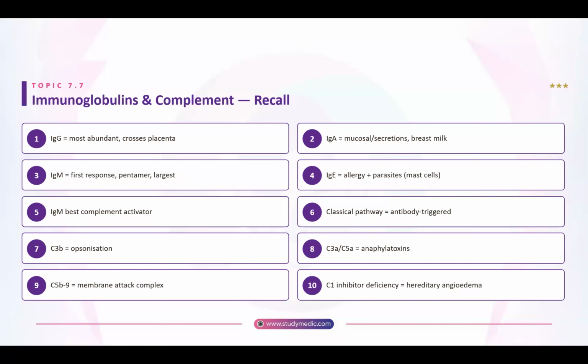Coming to the complement system, the classical pathway of your complement system is antibody triggered, and your C3b of your complement is associated with opsonization, and C3a and C5a is seen with anaphylotoxins. Your C5b to 9 is associated with your membrane attack complex, and C1 inhibitor deficiency is the one that is associated with hereditary angioedema. And these are the common ones that we expect or see in your exams.